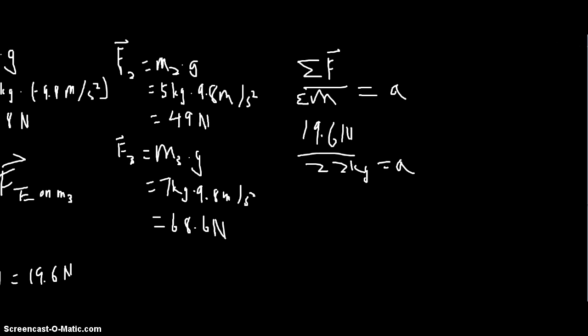One sec, I'll get my calculator. So after getting my calculator, a equals 0.8909 and so on, which can be abbreviated into 0.891 meters per second squared. And there you have it.